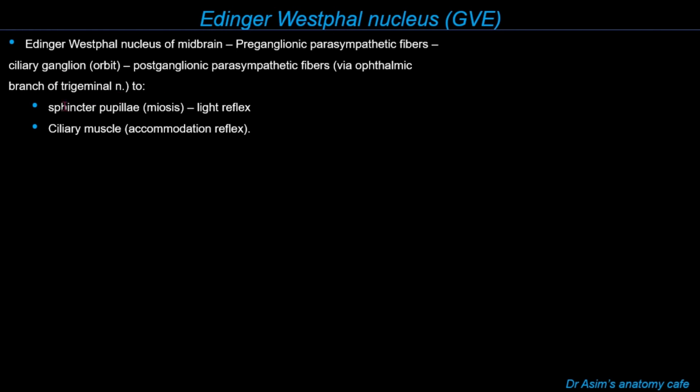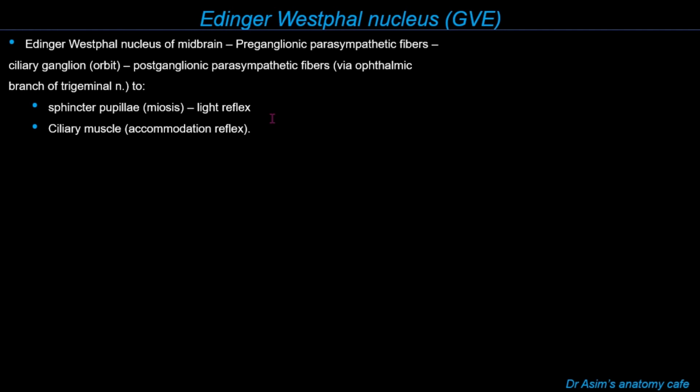Now, the contraction of the sphincter pupillae muscles of the iris will lead to constriction of the pupil, a phenomenon which is known as miosis. This can be elicited by checking for the light reflex. So you see, when we shine the light into the eyes, it causes the pupil to constrict.